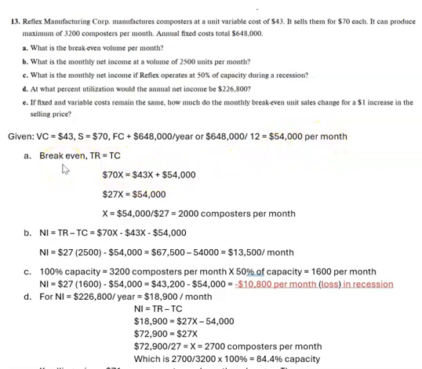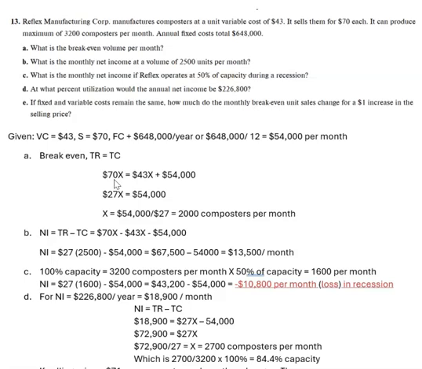So to come up with our break-even volume per month, again, it's total revenue equals total cost. Or we could change it so that we know our net income equals total revenue minus total cost, and we know that the break-even net income would be equivalent to 0. Okay, so either formula is correct to use and can easily be used. So let's try the total revenue equals total cost.